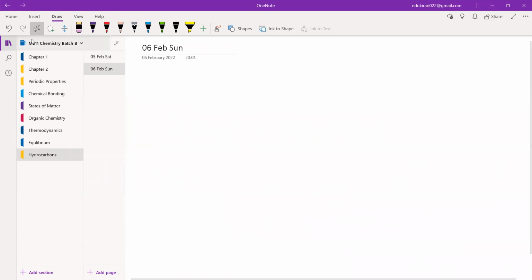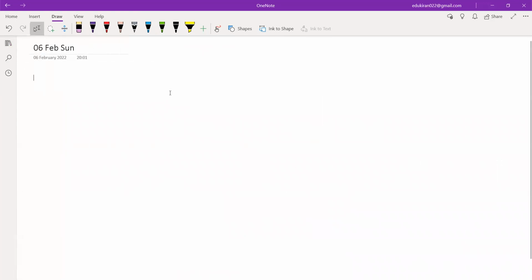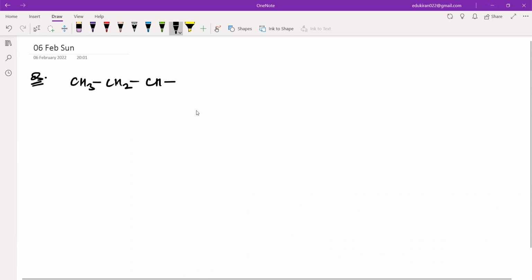Okay, so let me give you one more nomenclature. Actually, this is something Muhammad Umar had a doubt with. So I'm going to write the question down. CH3, CH2, CH, CH2, CH, CH2, CH3. Here we have a CH3 group attached, and here we have a CH2, CH3 group attached. So this is the question.